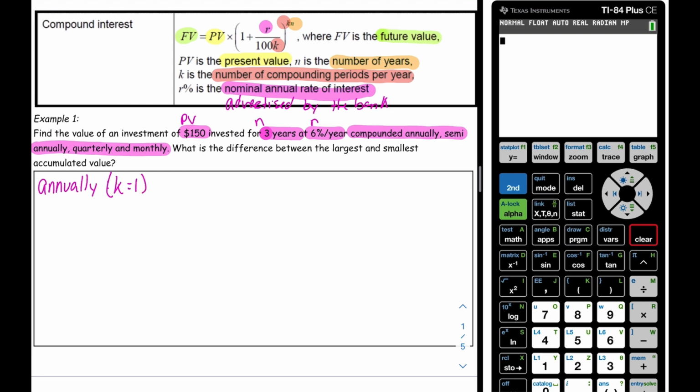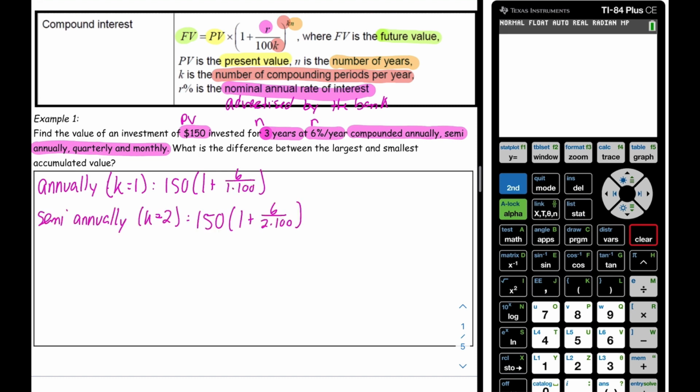So compounding annually, K is going to be equal to 1. And we're going to have 150 times 1 plus 6 divided by 1 times 100. So we're going to have number of years, which is 3, times the number of compounding periods, which is 1. And that's going to give us $178.65. Now we're always going to round to 2 decimal places because that makes more sense with money, right?